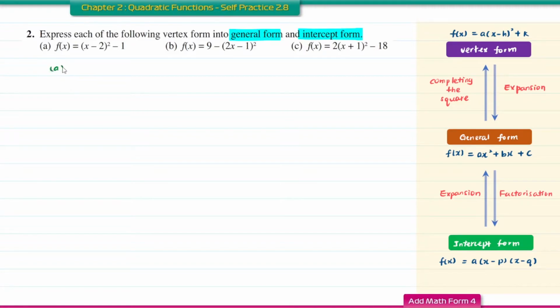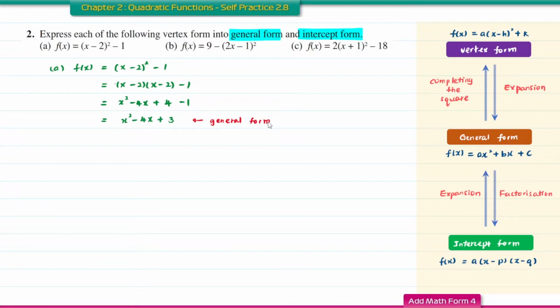So question A. The f of x is equal to bracket x minus 2 squared minus 1. So first we're going to do the expansions for the bracket part here. So here you're going to have x squared minus 4x plus 4 minus 1. So here you're going to have 4 minus 1, which is plus 3. So this part here is the quadratic function in general form. Then we're going to change to intercept form.